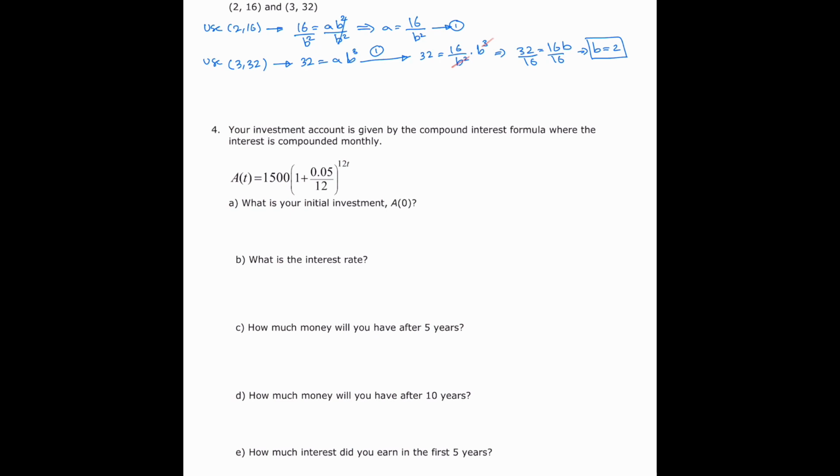Now we're going to go back to number 1. We're going to solve for a, so a is equal to 16 over b squared, which is 4. So that will give me a is equal to 4. So my equation y equals a, which is 4, times 2 to the x power is the required exponential equation.